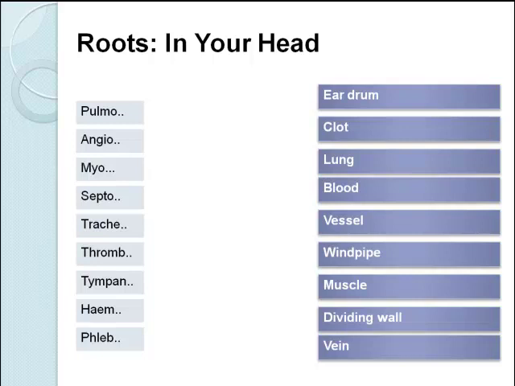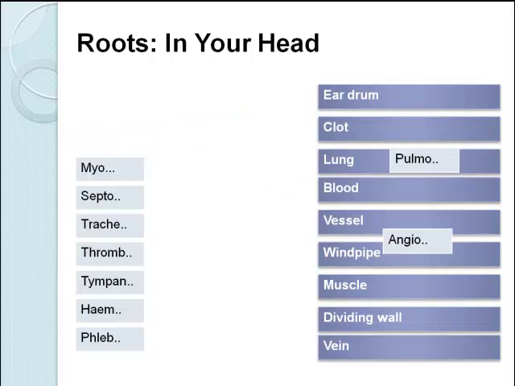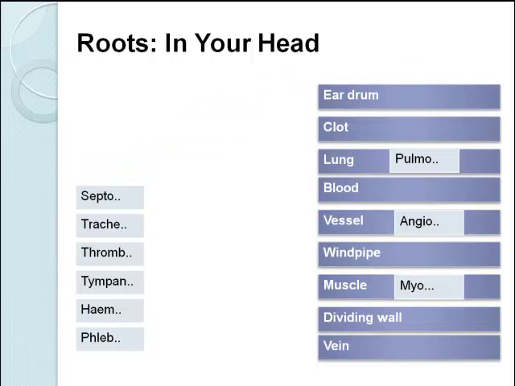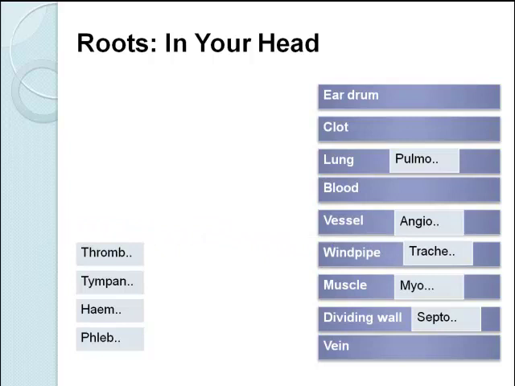Our first one, pulmo, means lung. Angio means vessel. Myo means muscle. Septo was the dividing wall, septum. Trache was your trachea, which is your windpipe.